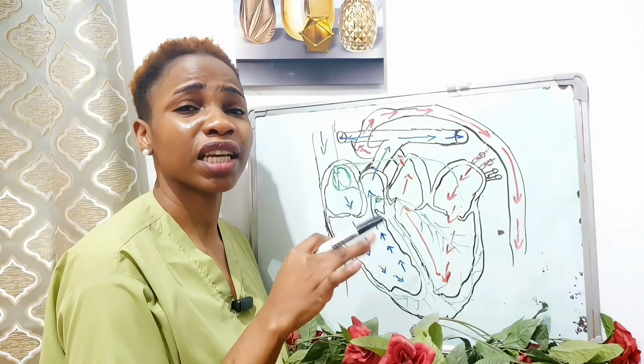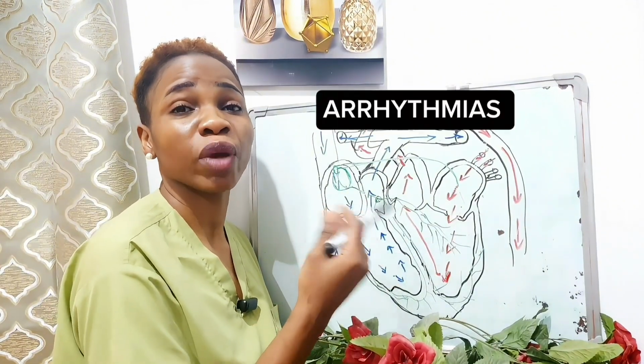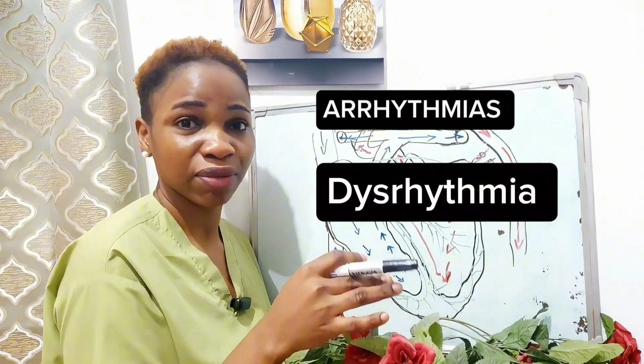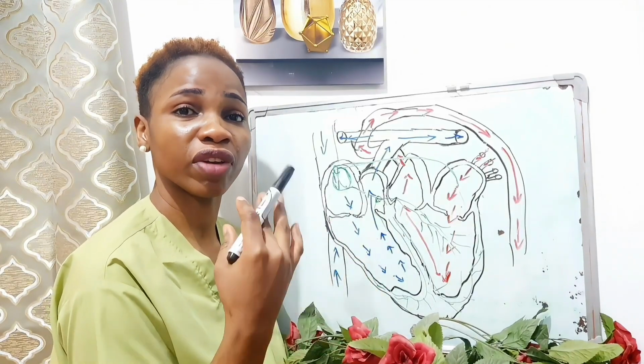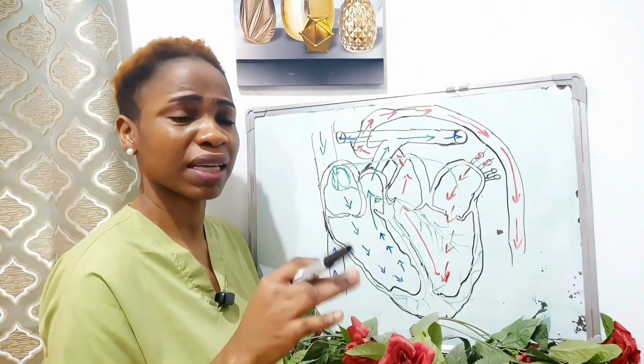So if anything interrupts this electrical activity or electrical flow through the heart, this is where arrhythmia, dysrhythmia comes in, where you see atrial fibrillation, ventricular tachycardia, ventricular fibrillation, and all those things. I don't know if this makes sense a little bit.